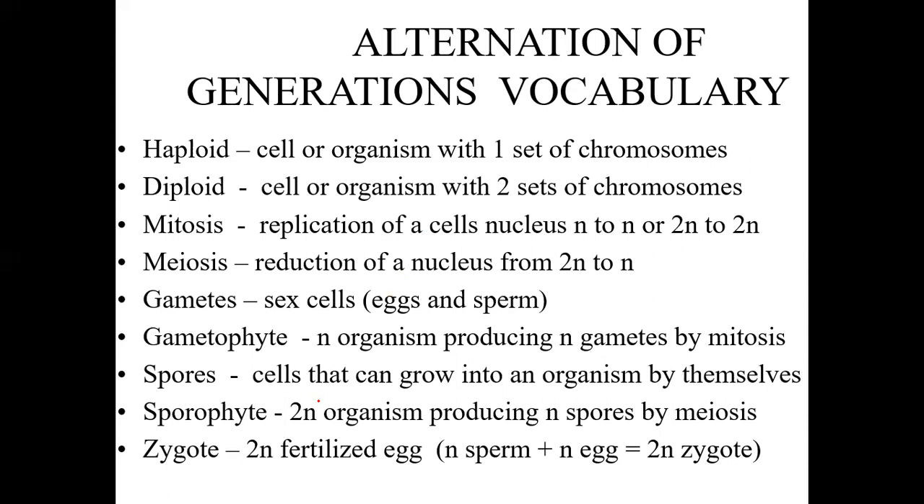Sporophytes are diploid organisms, two sets of genes, and they produce haploid spores. But since they're going from diploid to haploid, that's happening by meiosis, a reduction division from a diploid state to the haploid state, two sets of genes to one set of genes. A zygote is the fertilized egg. A sperm, when it fuses with an egg, becomes a zygote. And since zygotes are haploid sperm and haploid egg fused together, they are diploid.